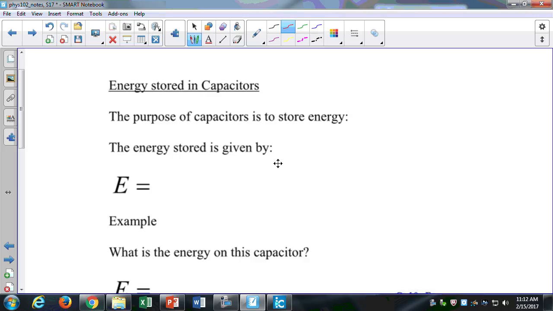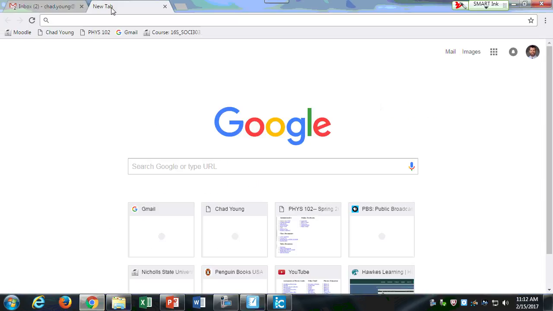But capacitors store energy, and that's what they're for. The energy stored is given by this equation. This is on your equation sheet. It's 1/2 CV squared. There are variations of this as well that are also on your equation sheet. You know, if Q is CV, then you can make variations of this. Let me look them up. They're on your equation sheet.